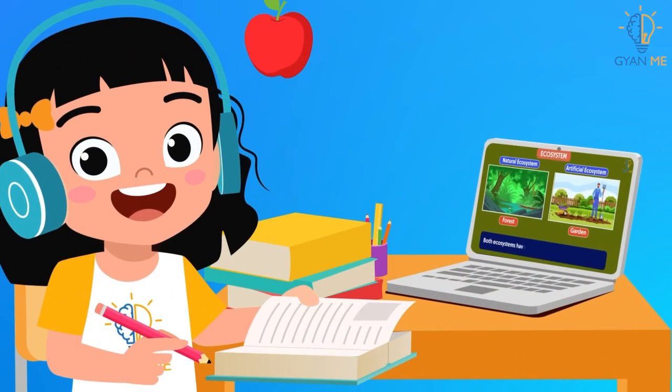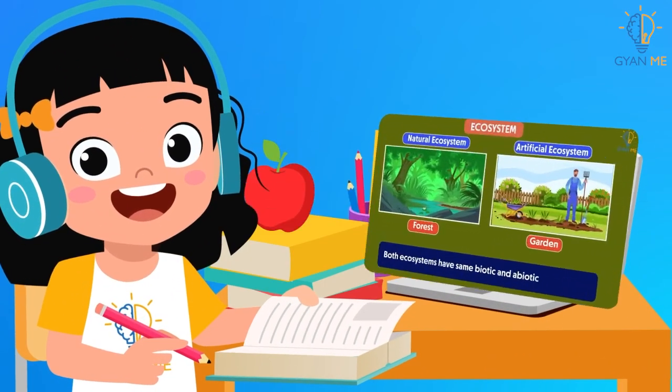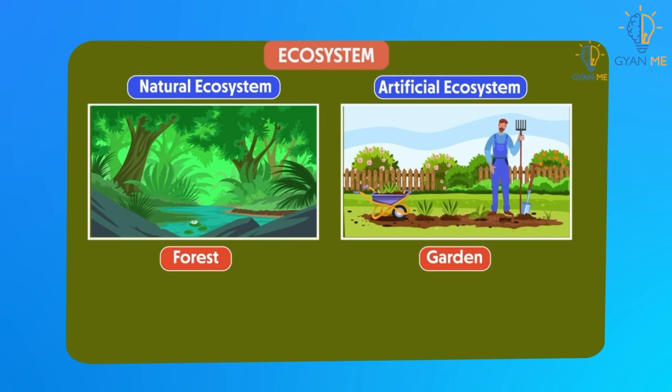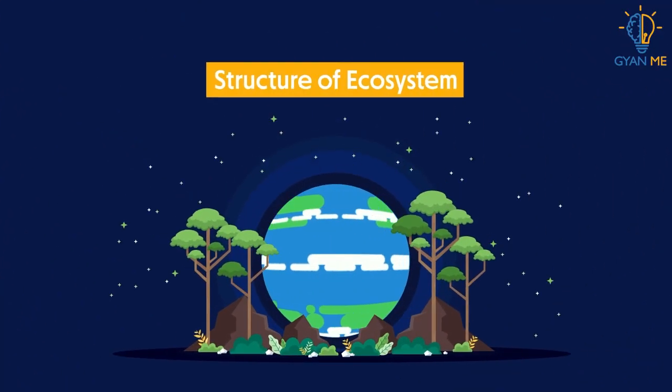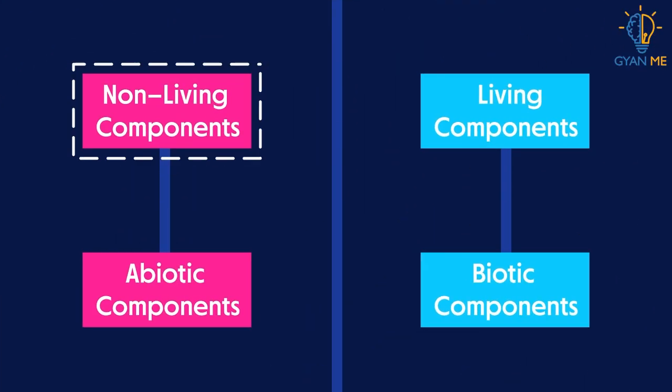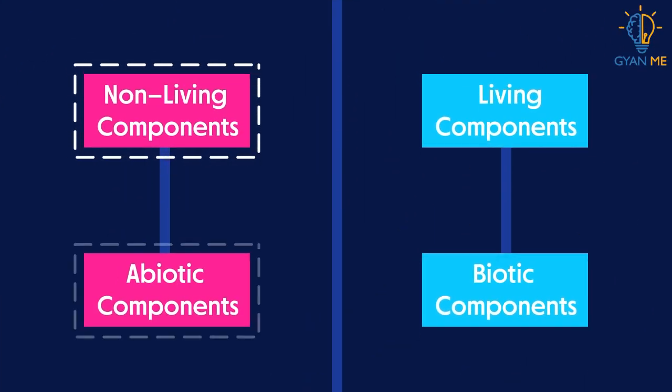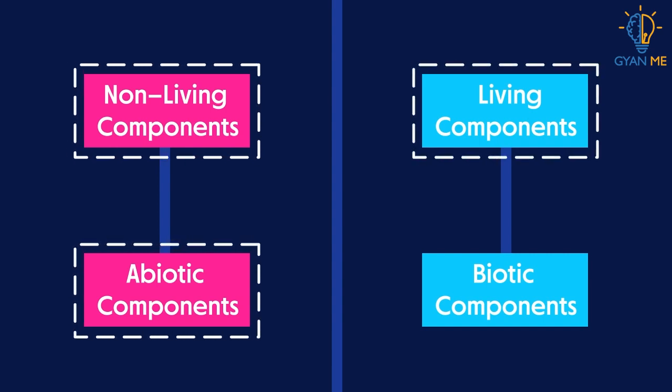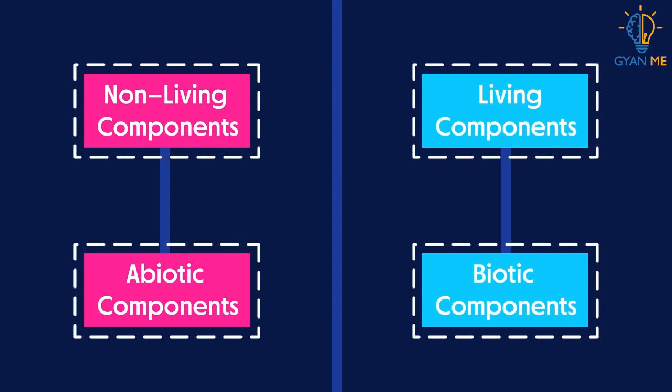Hello students! We have already seen what is ecosystem in our previous video. In today's video, we will see the structure of ecosystem. But before that, let us recall that both non-living or abiotic and living or biotic components constitute an ecosystem.